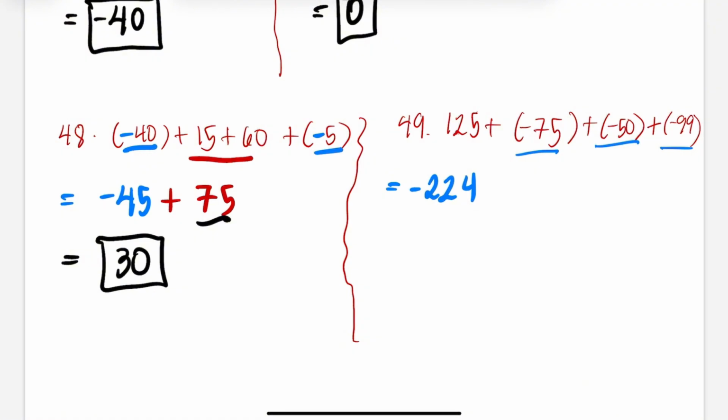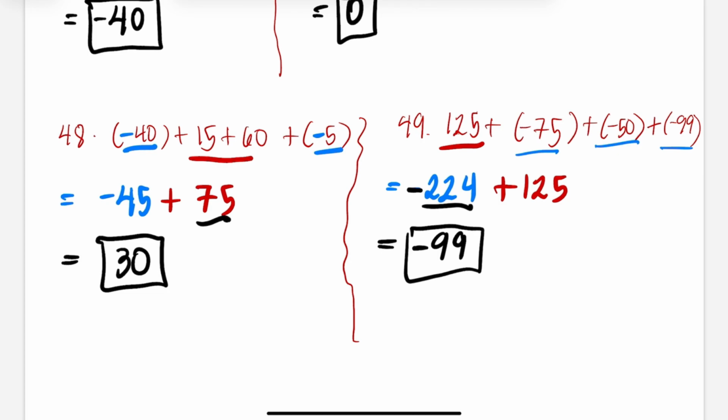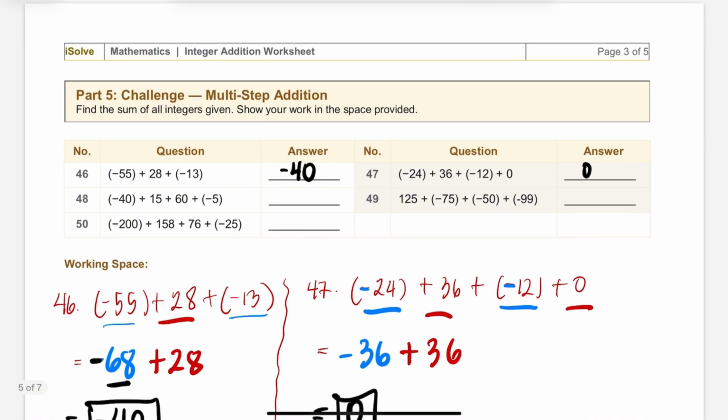And then we add 125, the positive number. Now they have different signs, so we're going to minus them. 224 minus 125. The answer is 99. And the bigger absolute value number here is this one, and it's negative, so it's going to be negative 99. Let me just write it here. This is negative 99. This is 30.